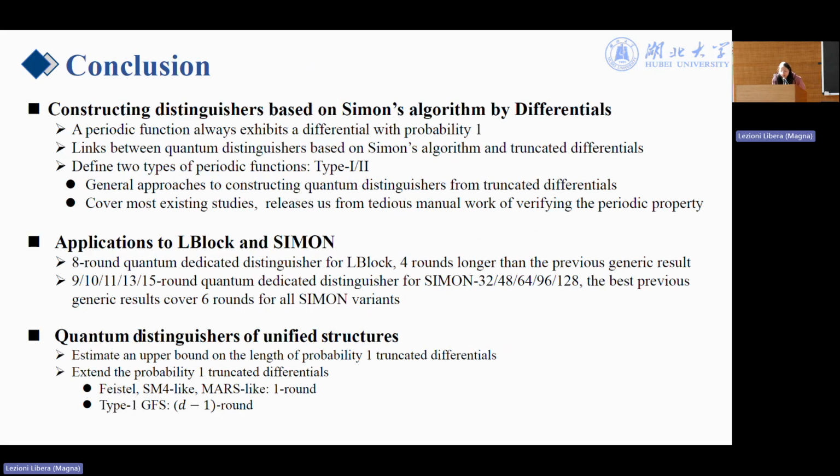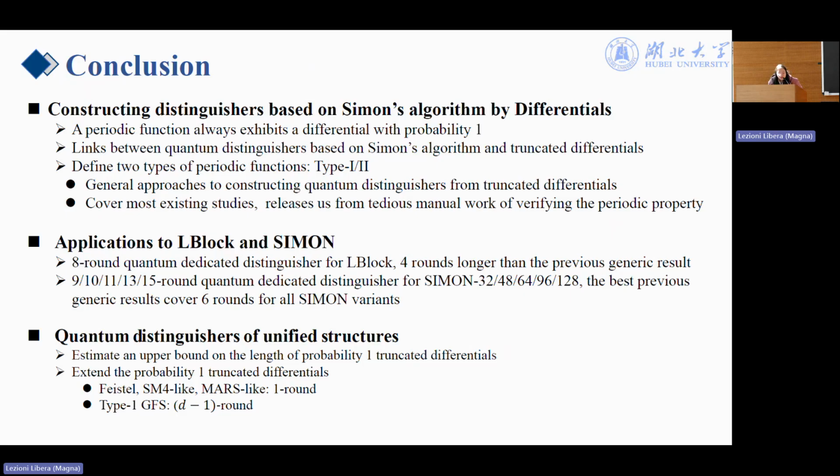Finally, we conclude our work. Firstly, we show how to construct distinguishers based on Simon's algorithm by differentials. We reveal the links between quantum distinguishers based on Simon's algorithm and truncated differentials. And we define 2 types of practical functions. So we give the general approaches to constructing such distinguishers from truncated differentials. And these methods cover most existing studies.